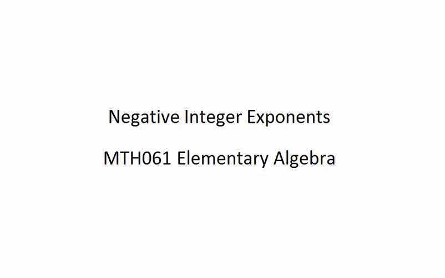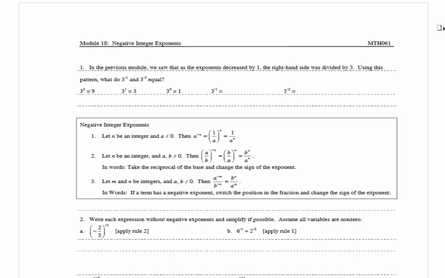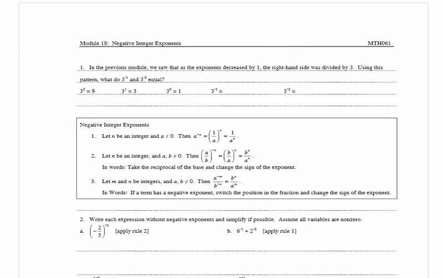In this video, we're going to be looking at negative integer exponents. In 1, it says, in the previous module, we saw as the exponents decreased by 1, the right-hand side was divided by 3. Using this pattern, what do 3 to the negative 1 and 3 to the negative 2 equal?